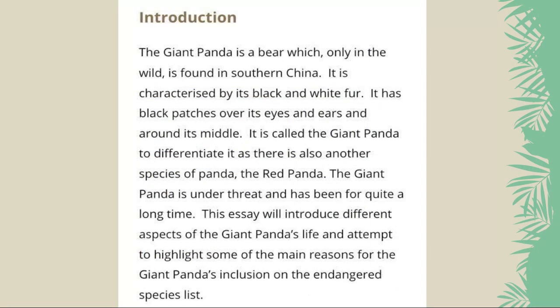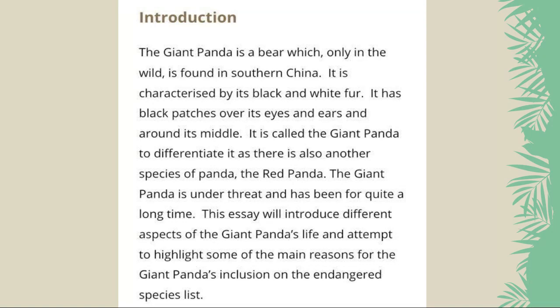The giant panda is a bear which, only in the wild, is found in southern China. It is characterized by its black and white fur. It has black patches over its eyes and ears and around its middle. It is called the giant panda to differentiate it, as there is also another species of panda, the red panda. The giant panda is under threat and has been for quite a long time. This essay will introduce different aspects of the giant panda's life and attempt to highlight some of the main reasons for the giant panda's inclusion on the endangered species list.